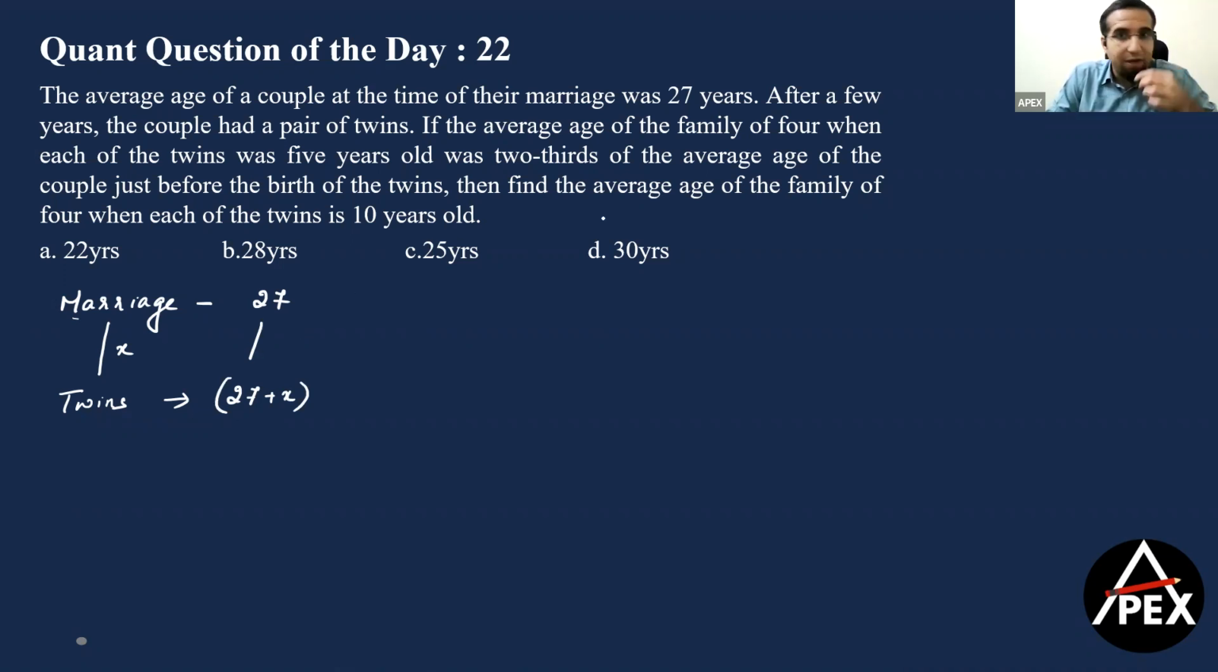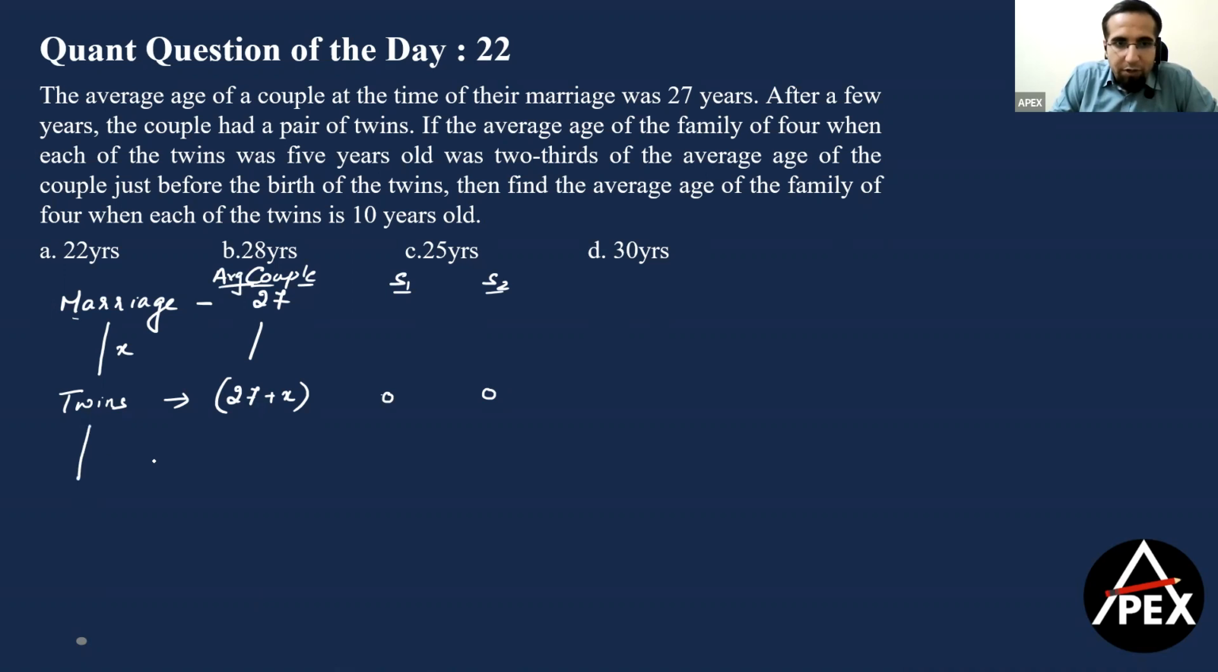Now, the question is referring to the average age of the family of 4 when each of the twins was 5 years old. Let's talk about just the couple, and let's say son 1 and son 2. Here, son 1 is 0 years old and son 2 is 0, and this is the average of the couple.